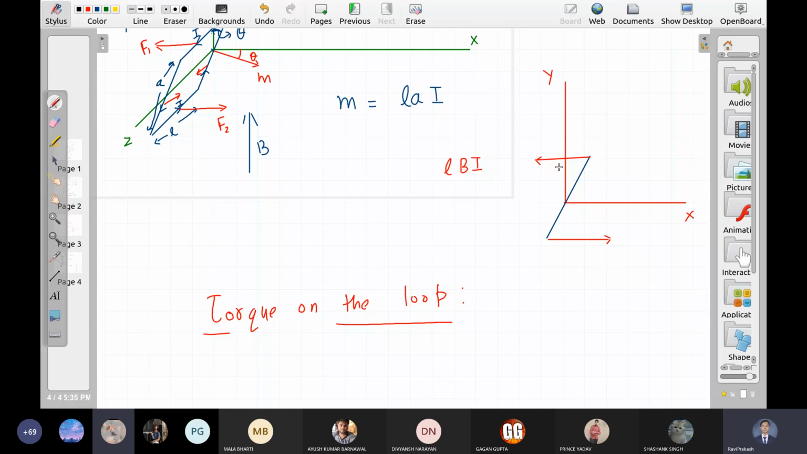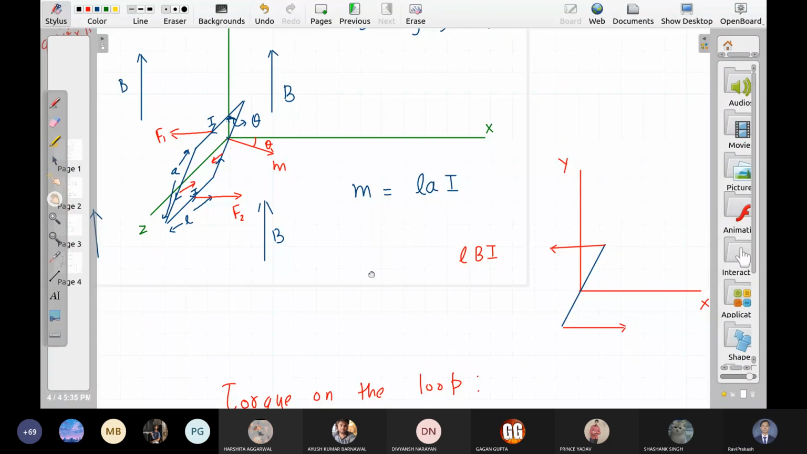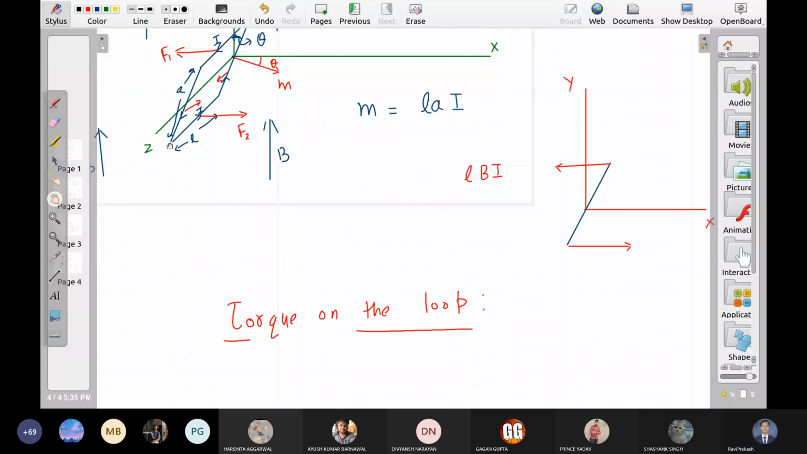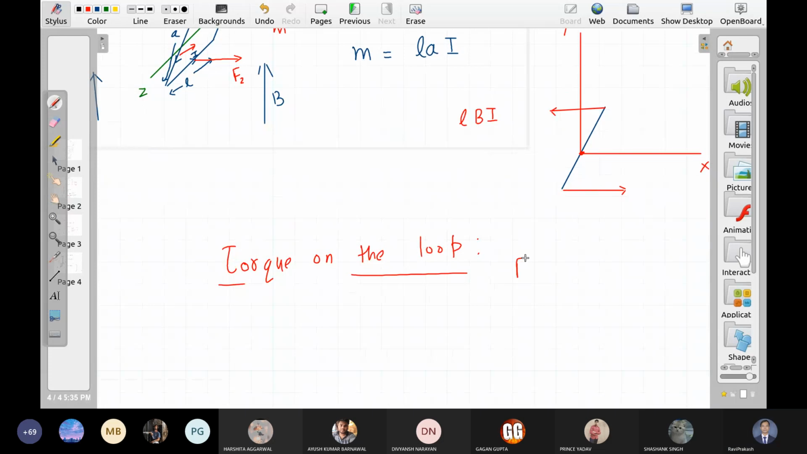So torque. Something is not right. So torque means this force, and obviously this loop will rotate around its center, right? How much is the distance? It is equal to force times distance, where the force is I B L. How much is the perpendicular distance?